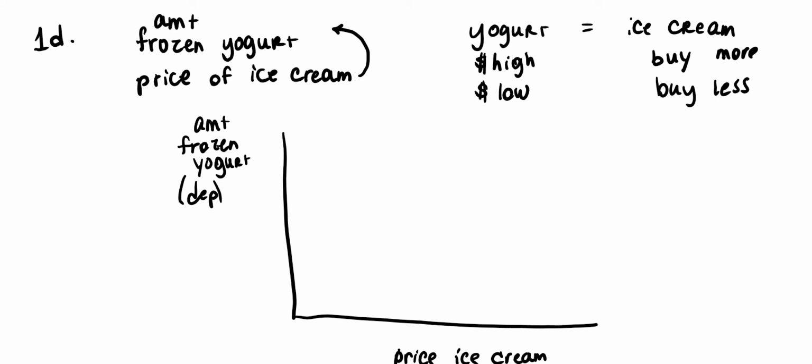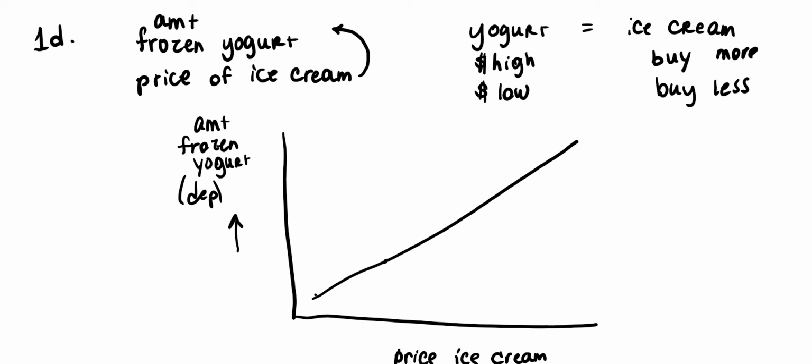Okay, and this is telling me, the problem is saying that when the price of ice cream goes up, increases, and that's a shift to the right on the horizontal axis, then the amount of frozen yogurt that's bought also increases. And that's a positive relationship. And like we saw in another example, the way that we illustrate that graphically is that the line is shifting upwards from left to right.